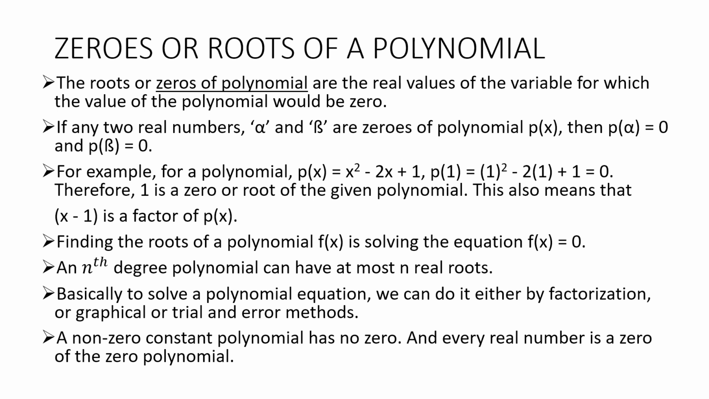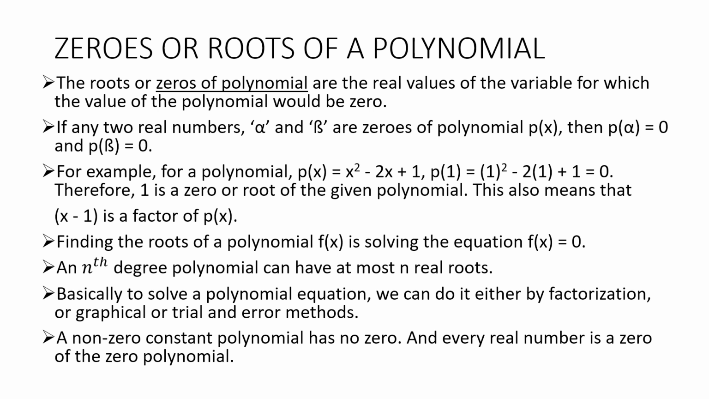For example, for the polynomial p(x) = x² - 2x + 1, if I put x = 1, I get p(1) as 0. So I can say that 1 is a zero or a root of the given polynomial. This will also mean that x - 1 will be a factor of p(x). Finding the roots of polynomial f(x) means basically solving the equation f(x) = 0.